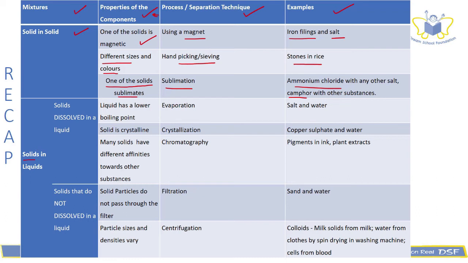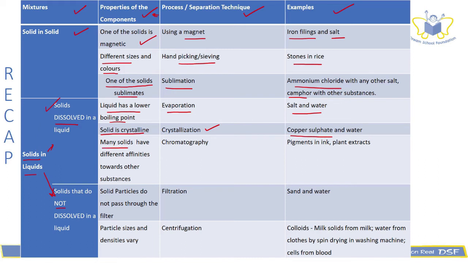Let us now look at solids in liquids. So in that case, we can have two scenarios. One in which solids will dissolve and another in which solid will not dissolve in that liquid. Let us first look at solid dissolving in a liquid. If the liquid has a lower boiling point, we can use evaporation. And the example is salt and water, sugar and water, etc. Then solid is crystalline, so we can use crystallization as the separation technique. Example is copper sulfate in water.